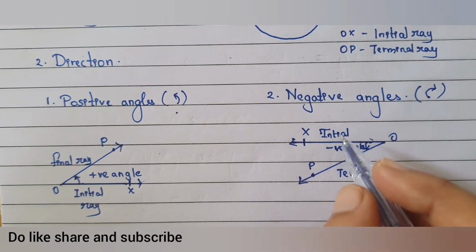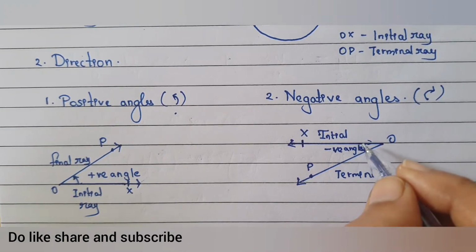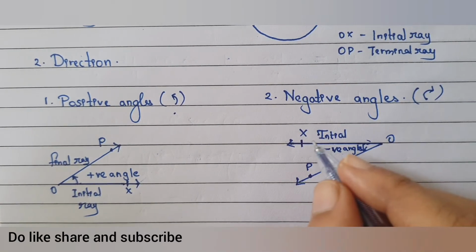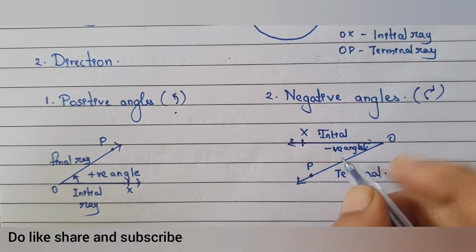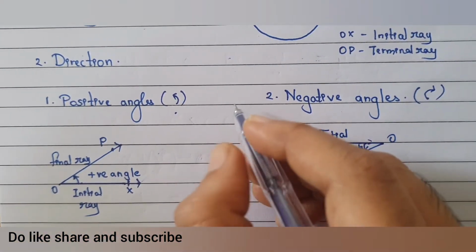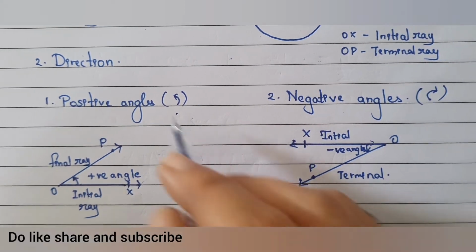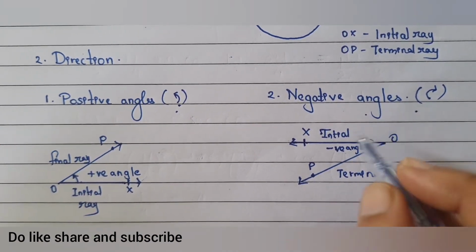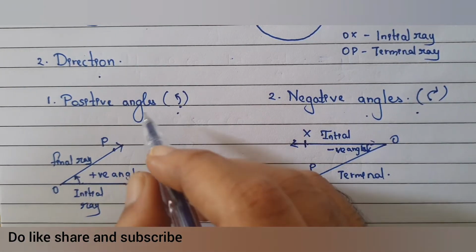And for the negative angle, here the initial ray is moving in clockwise direction in bottom from the OX to this bottom OP, and this is called as negative angle because here in the direction the major factor is to reduce the displacement, and for this positive angle is considered as anti-clockwise and negative angle is considered as clockwise direction. On this basis this direction depends.